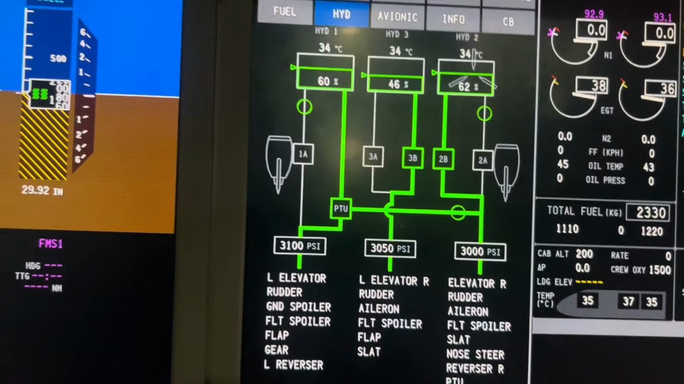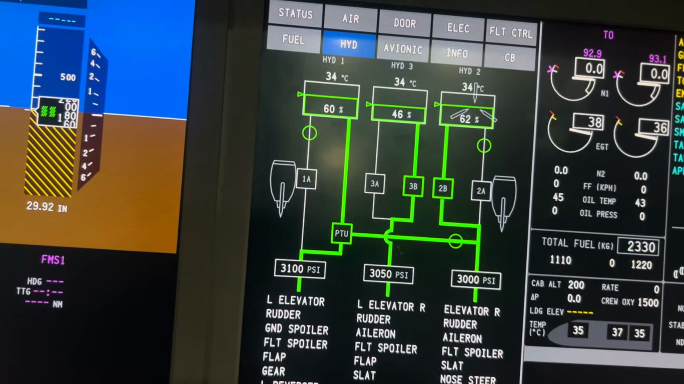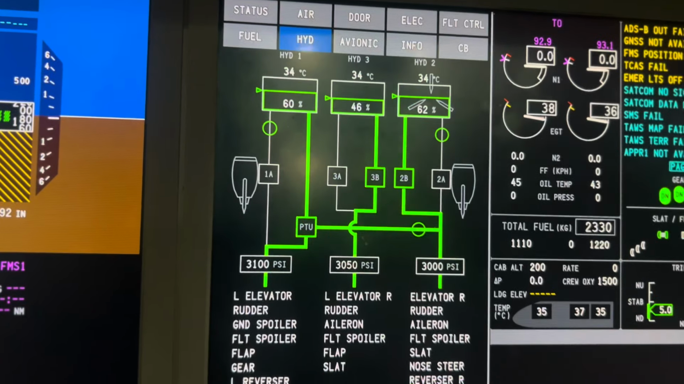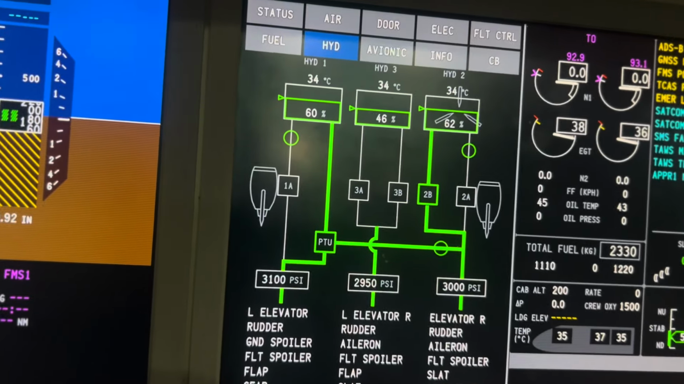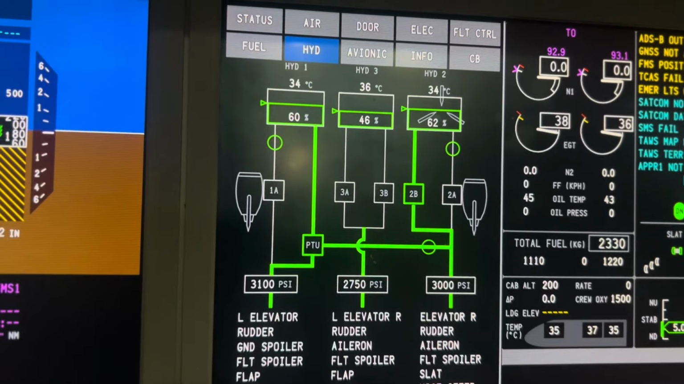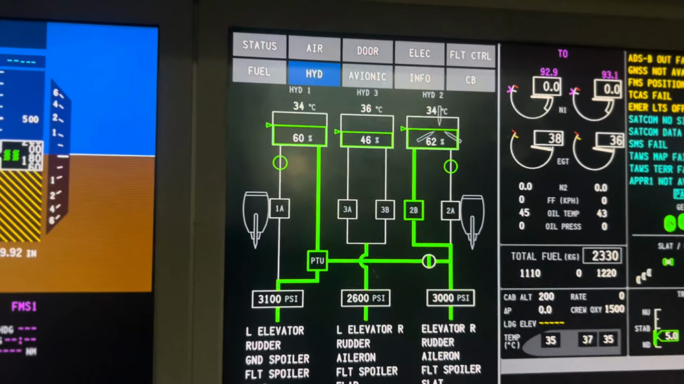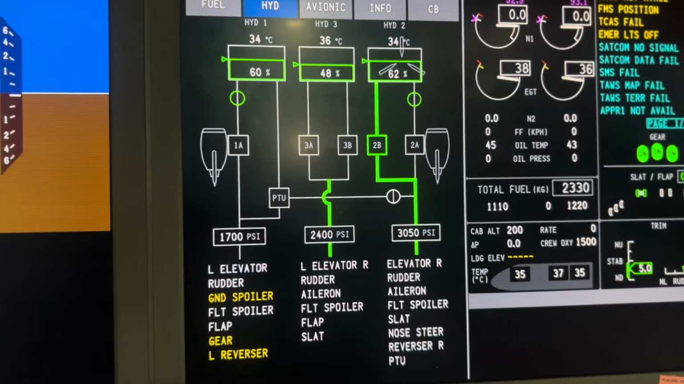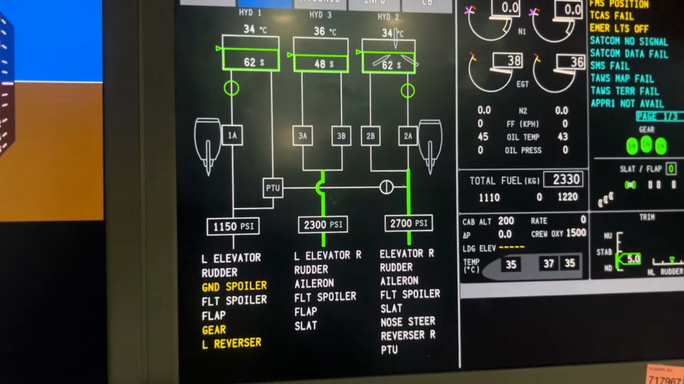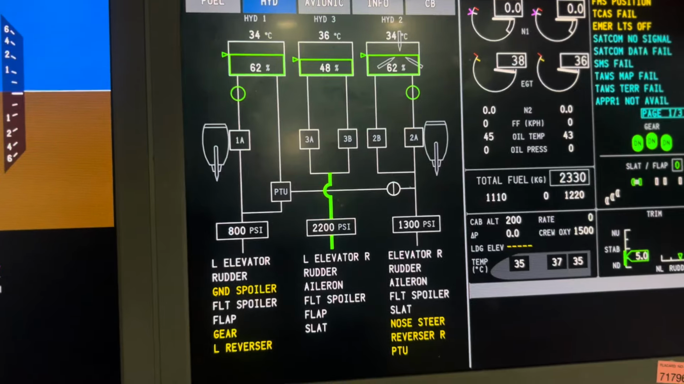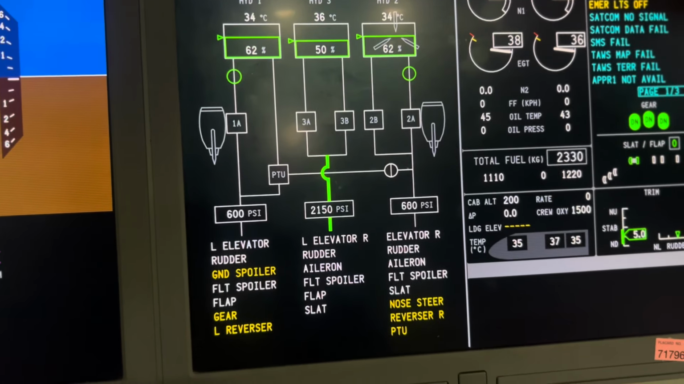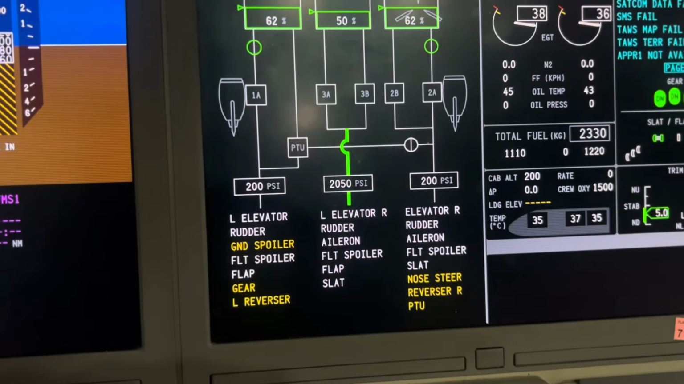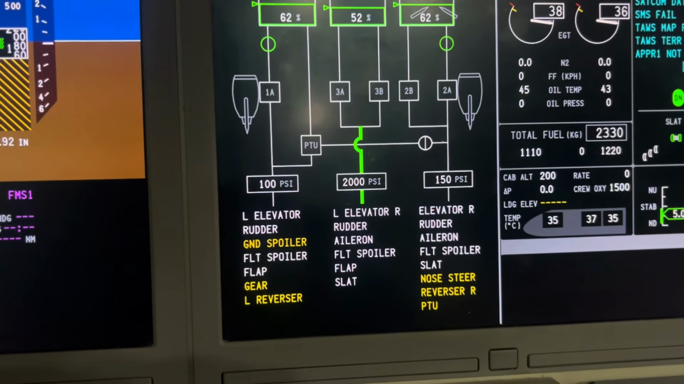So for my hydraulic system, I usually go from 2, PTU, 3. To turn it off, I usually go backwards. So I go 3, you see my 3 dropping, the PSI dropping, right? Then I go to my PTU, which is my power transfer unit. Then I go to my 2. So you want to wait a couple of seconds for the pressure to drop, which is going to take some time.